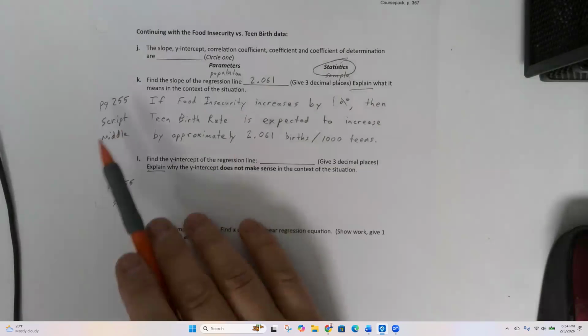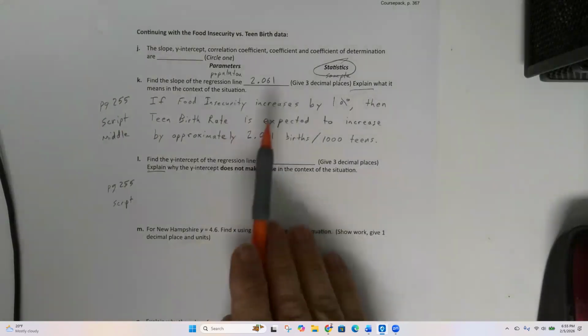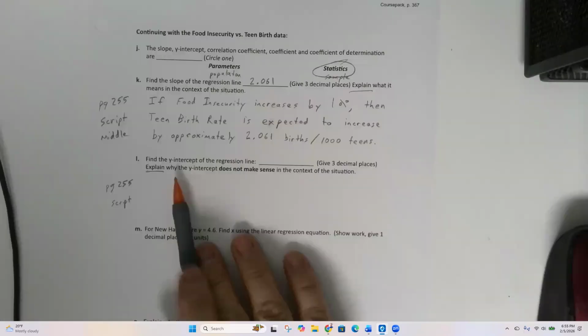Okay. This class is not about memorization. It's not about following the steps exactly. It's about understanding what the numbers mean. If you want to write out in your own words what the slope means, that's fine as long as you can describe it and explain it. The script is just there to help you. Okay, if you're looking at this and you're like, I don't know what the 2.061 means. So yeah. All right, find the y-intercept.